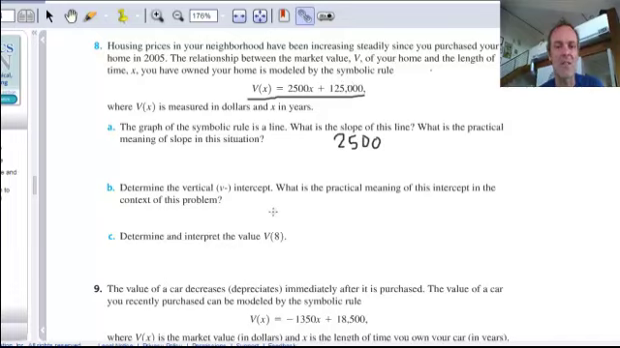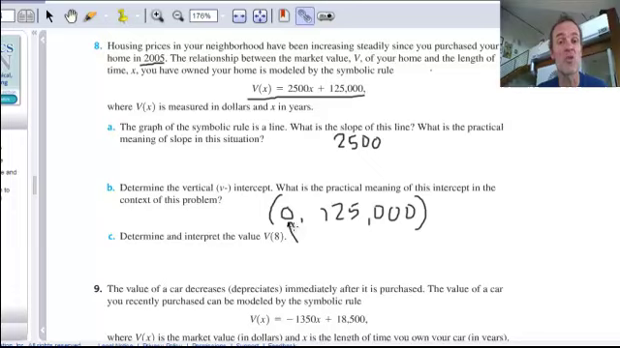Now the y-intercept is going to be, I should write it properly, 0 again, big, 125,000. So there's my y-intercept. What does that mean? Well, it means that in the starting year, which is 2005, when t is 0, the house prices were $125,000. That's where you're starting this data. In 2005, the house prices were $125,000.